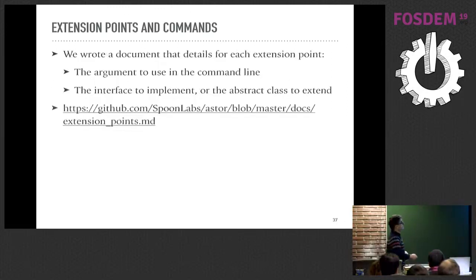So in the documentation of Astor, we provide for each modification point, which is the argument to use in the command line, and the interface to implement, or the Astor class that should be implemented for each modification point.